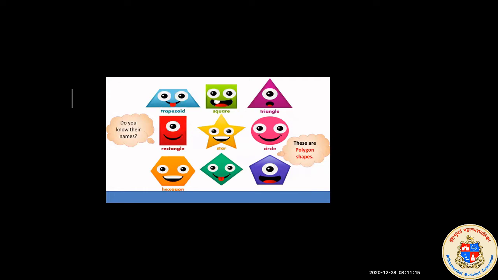We call it a hexagon. A figure which has four sides, we call it a diamond. And then the last one is a pentagon because it has five sides. So these are the different shapes which come under the category of polygons.